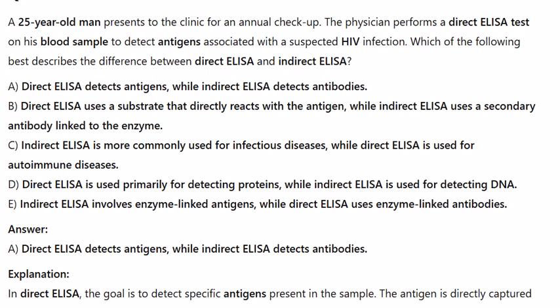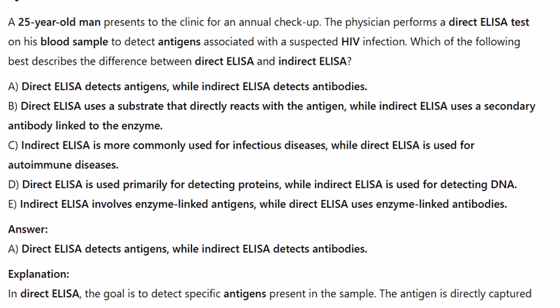A. Direct ELISA detects antigens, while indirect ELISA detects antibodies. B. Direct ELISA uses a substrate that directly reacts with the antigen, while indirect ELISA uses a secondary antibody linked to the enzyme. C. Indirect ELISA is more commonly used for infectious diseases, while direct ELISA is used for autoimmune diseases. D. Direct ELISA is used primarily for detecting proteins, while indirect ELISA is used for detecting DNA. E. Indirect ELISA involves enzyme-linked antigens, while direct ELISA uses enzyme-linked antibodies.